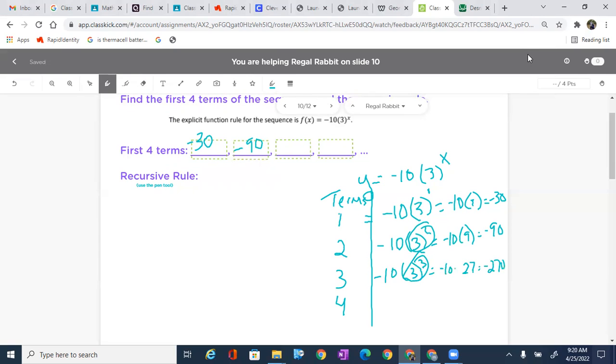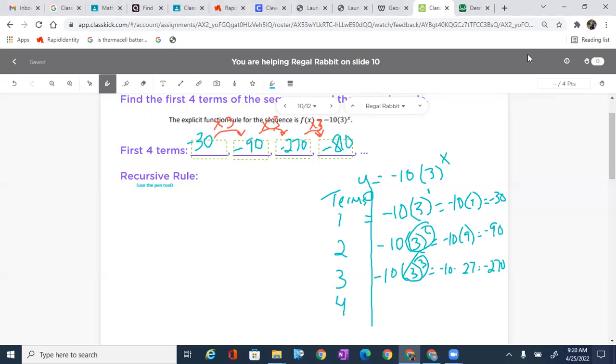Now, some of you may have noticed, well, guess what? We've been doing this for the last couple of days, and I recognize that once I get the pattern started, I'm just multiplying by 3 every single time. So really, I just need to take negative 270 and multiply it by 3. That's the purpose of these sequences. They tell us easy ways of doing things. So what is negative 270 times 3? It is negative 810.